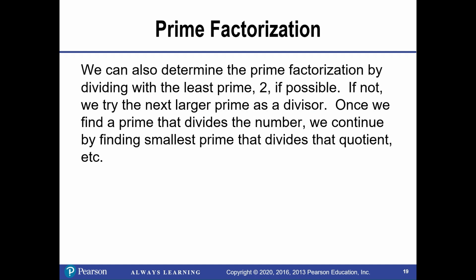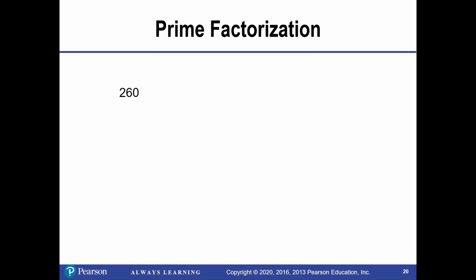Factor trees are one way we can go about prime factorization, but we can also go through factoring a number starting just by dividing with the least prime we can think of, and then try the next larger prime and the next larger prime and the next larger prime. So this is just a different strategy we can try for prime factorization. So let's start and take a look at 260. So I would start by saying, all right, what is the smallest prime number that is going to divide 260?